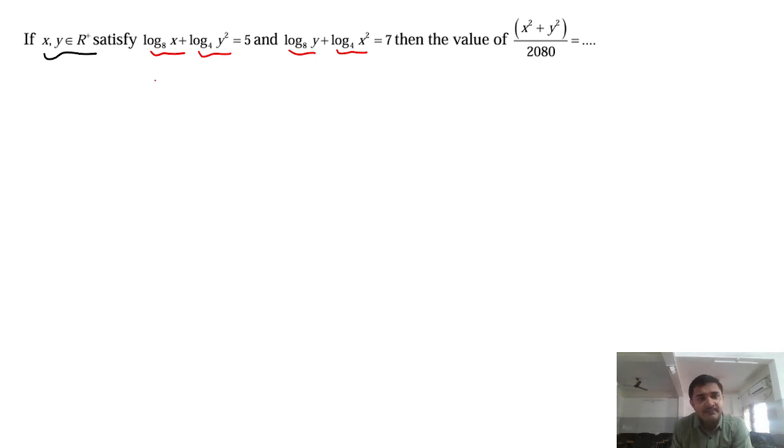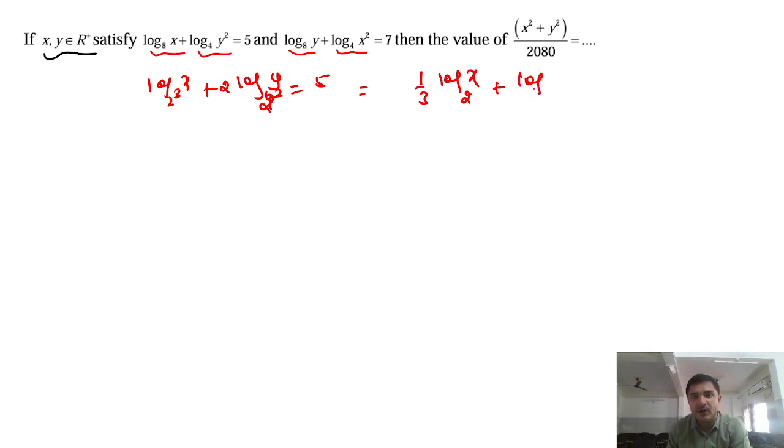Yes, we'll see. Everyone, what I have is log of x base 8 plus 2 times log of y base 4, that is equal to 5. Secondly, I'm trying to create the base as 8 only, right? Base 8, or let us make the base as 2 only. We'll see. Look, this 8 we can write as 2 cube, and this 4 we can write as 2 square. So we can write 1 by 3 log x base 2 plus 2, if I divide, we'll get 2 by 2. So we'll get log y base 2, it is equal to 5, right?